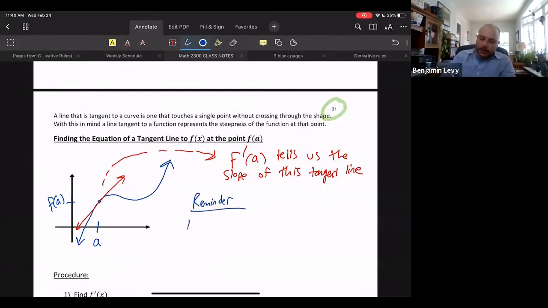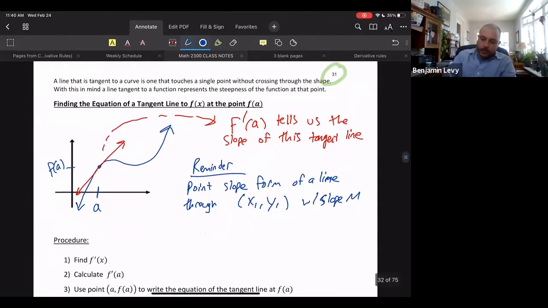Right, so let's remind ourselves how to write the equation of a line. The point slope form is usually the easiest thing to use here. But you can use any one you want. But you need a point, so you need some point x1, y1. And you need a slope. Usually you call that m. And you'll remember way back when you learned this formula, right? y minus y1 equals m times x minus x1.